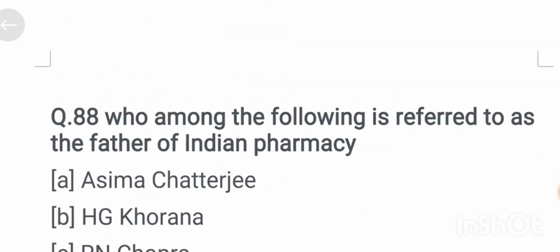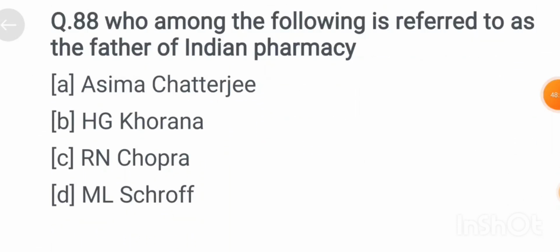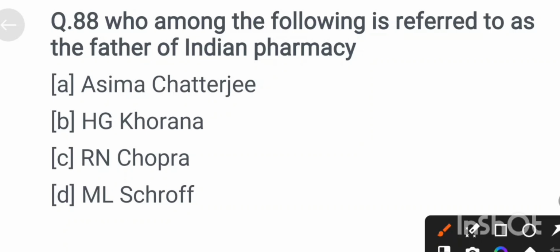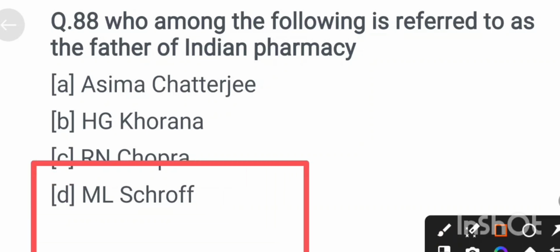Next question. Who among the following is referred to as the father of Indian pharmacy? Option A, Asima Chatterjee, option B, Har Gobind Khorana, option C, Ramnath Chopra, option D, Mahadeva Lal Schroff. Correct answer is option D, Professor Mahadeva Lal Schroff, properly known as the father of pharmacy education in India.